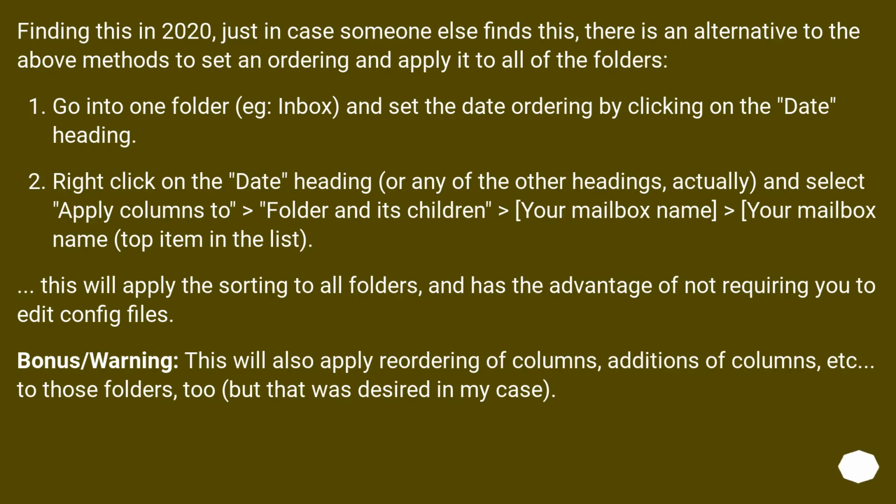Finding this in 2020, just in case someone else finds this. There is an alternative to the above methods to set an ordering and apply it to all of the folders. Go into one folder, e.g. Inbox, and set the date ordering by clicking on the date heading. Right-click on the date heading, or any of the other headings actually, and select Apply columns to > Folder and its children > your mailbox name, top item in the list. This will apply the sorting to all folders, and has the advantage of not requiring you to edit config files.